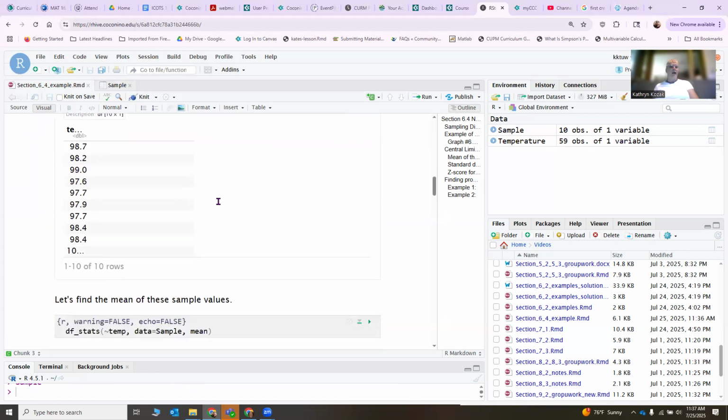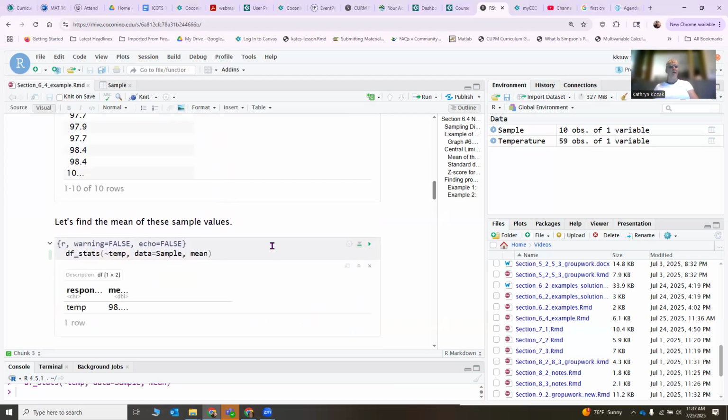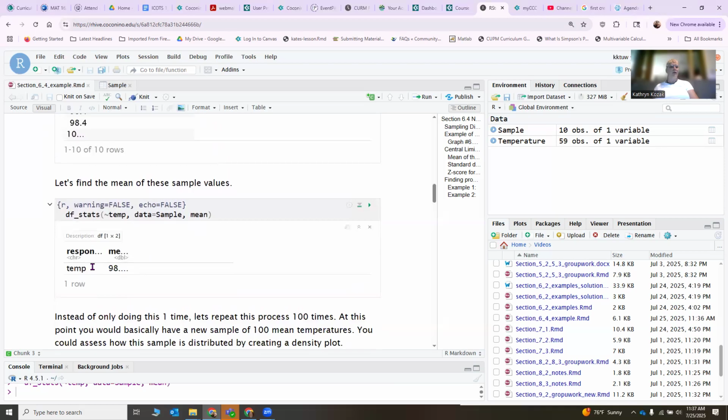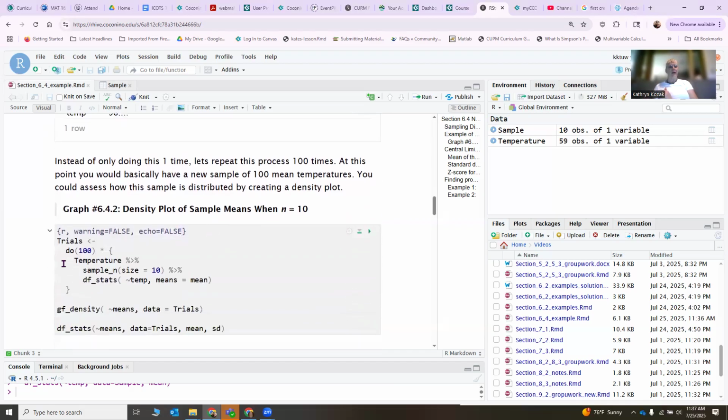All right, let's go ahead and find the mean of these sample values. The mean from this sample looks to be 98 point something. And so instead of just doing this one time, now that we've done it once and found the sample mean, we're going to repeat this process, let's say 100 times. And each time we're going to calculate the sample mean. We're going to call it trials to save them somewhere. So we're going to save these sample means somewhere.